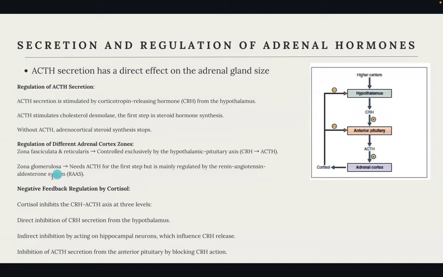Now, again, as we said, the zona glomerulosa has a different regulation, right? You can regulate it a bit with ACTH, but the most important is the RAS system. That's what controls my regulation for aldosterone. And again, the negative feedback regulation, it's the exact same thing that we've discussed. Cortisol inhibiting hypothalamus and anterior pituitary.